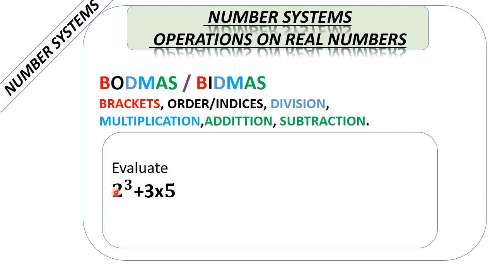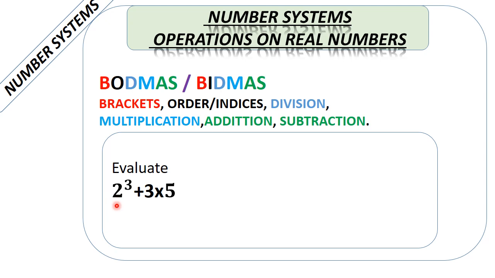So according to BODMAS, which one should we deal with first? Should we start with order, or addition, or multiplication? If we look at BODMAS, we start with order before we move to multiplication and addition. So let's start with order. 2 power 3 means you multiply this big number 3 times by itself. So 2 power 3 is basically 2 times 2 times 2. If it was 2 power 5, it would be 2 times 2 times 2 times 2 times 2. If it was 2 power 2, then it's 2 times 2. It just means multiply this number 3 times or 4 times or 5 times by itself.